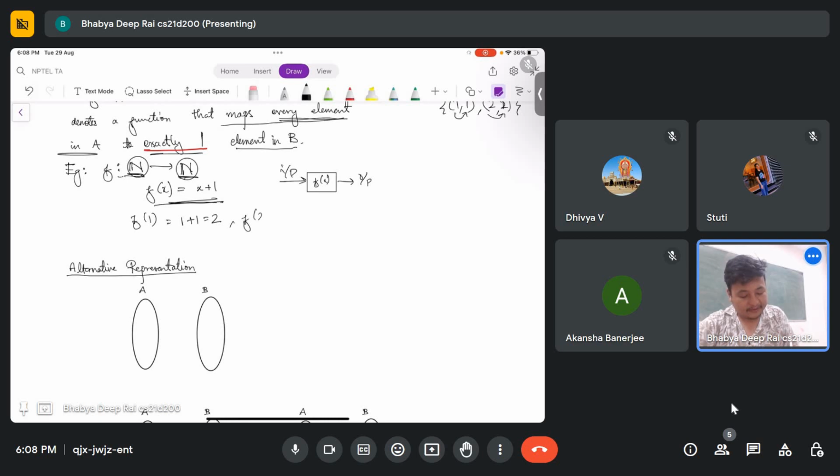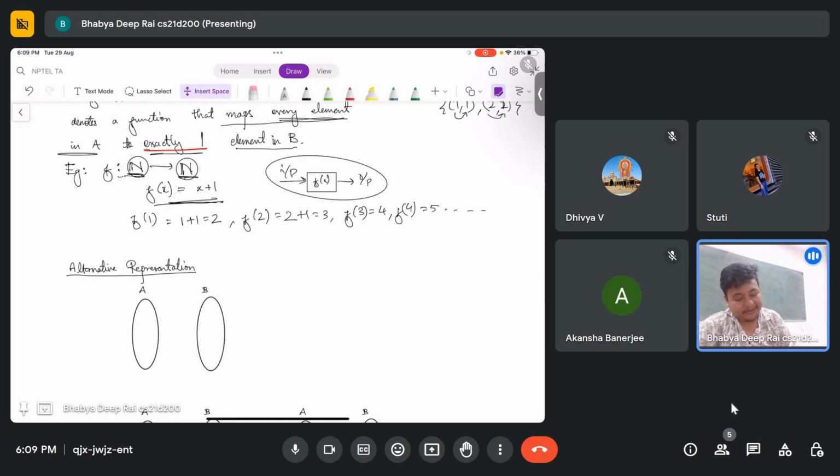Now what is f of 2? f of 2 is x plus 1. So what is x here? 2. 2 plus 1, which is 3. And similarly, f of 3 is 4, and f of 4 is 5, and so on. And this is one way to see it.